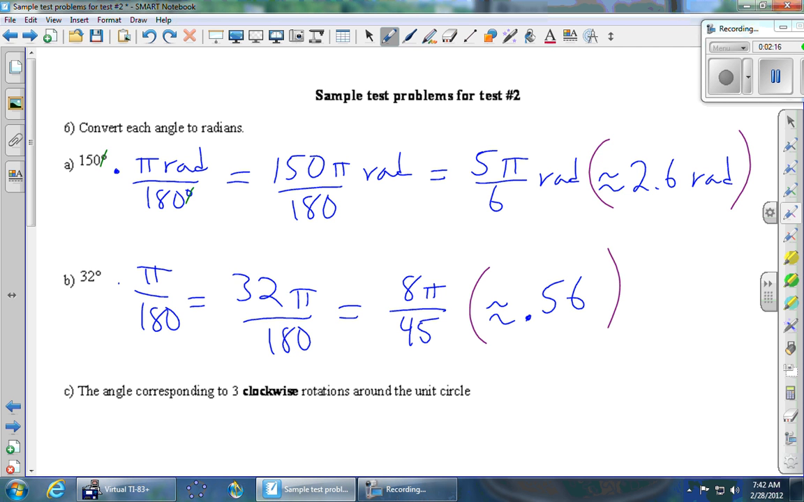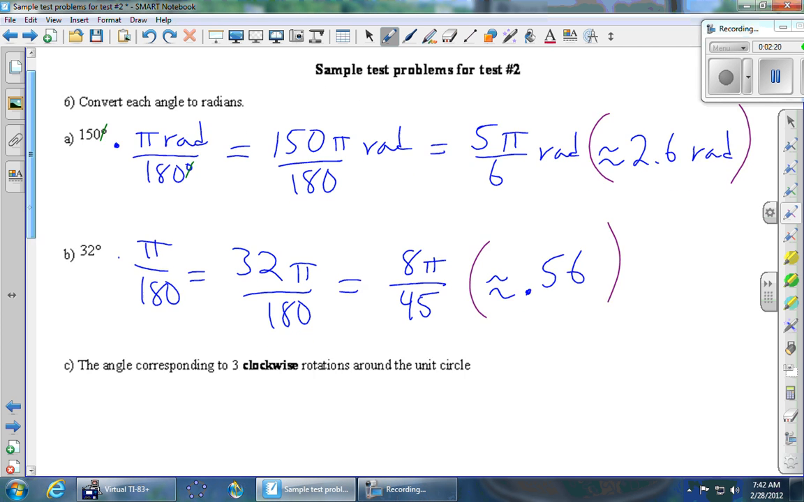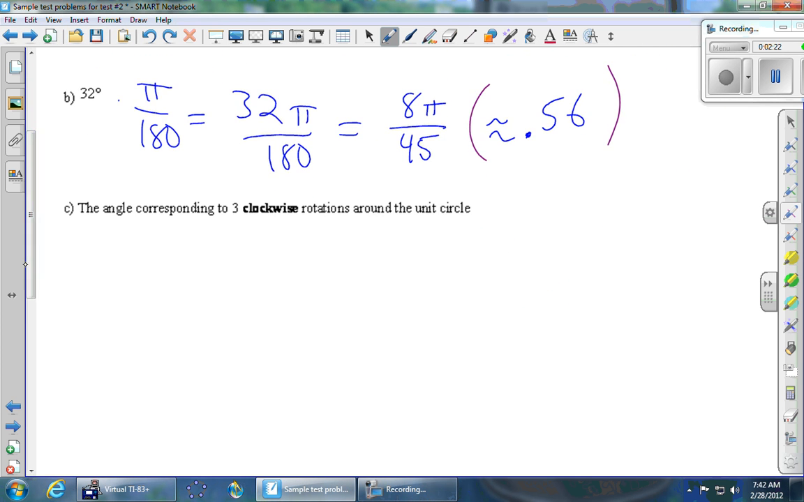And then part C, the angle corresponding to 3 clockwise rotations around the unit circle. Okay, so 3 clockwise rotations. All right, so first of all, clockwise is going the wrong way relative to what we've been calling positive rotations. So going clockwise is actually going in the negative direction. So whatever my answer is, it's going to be some negative number.